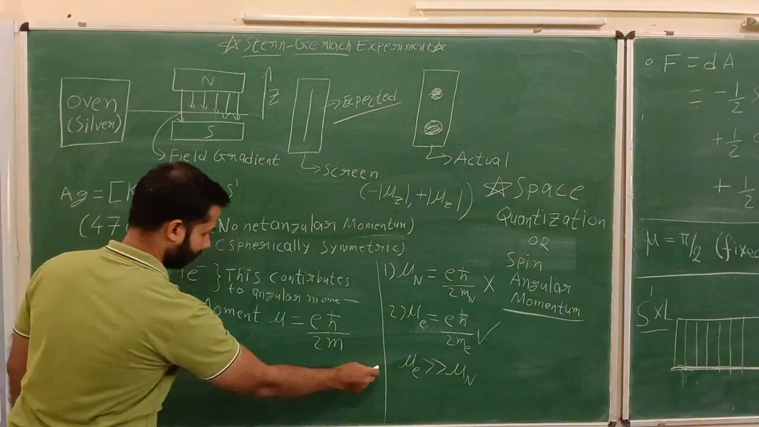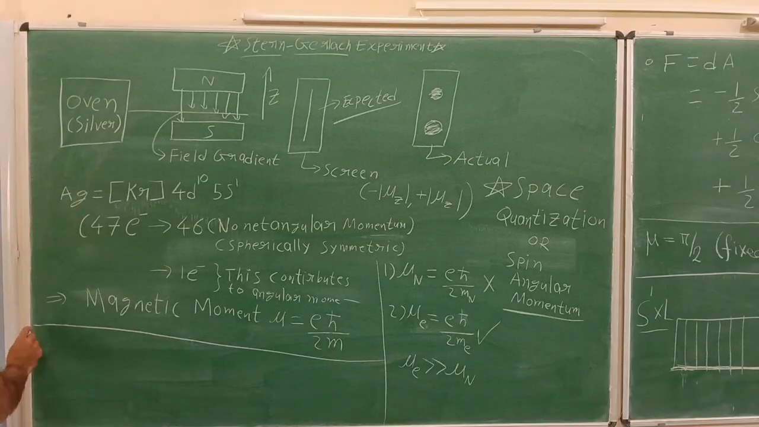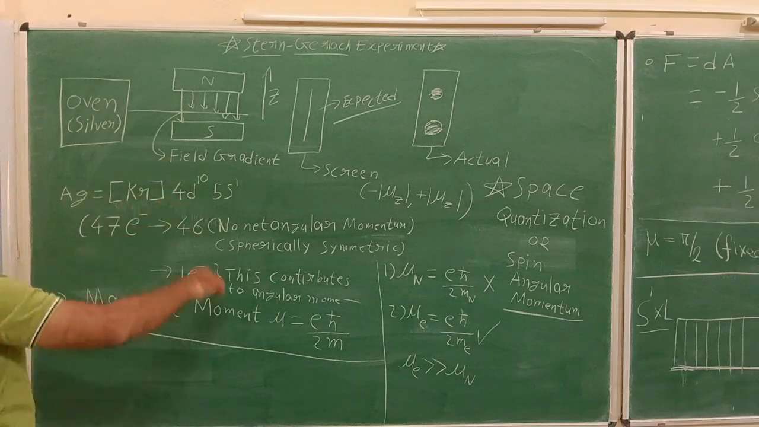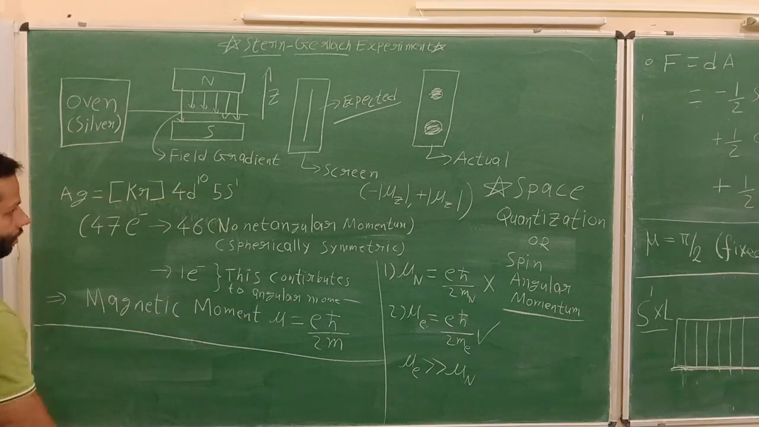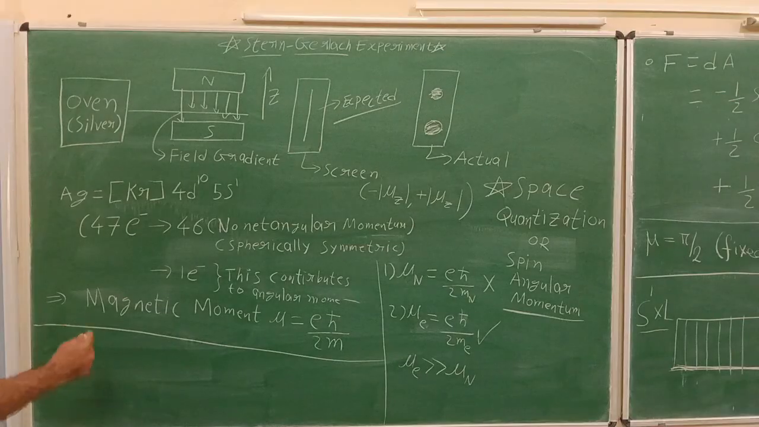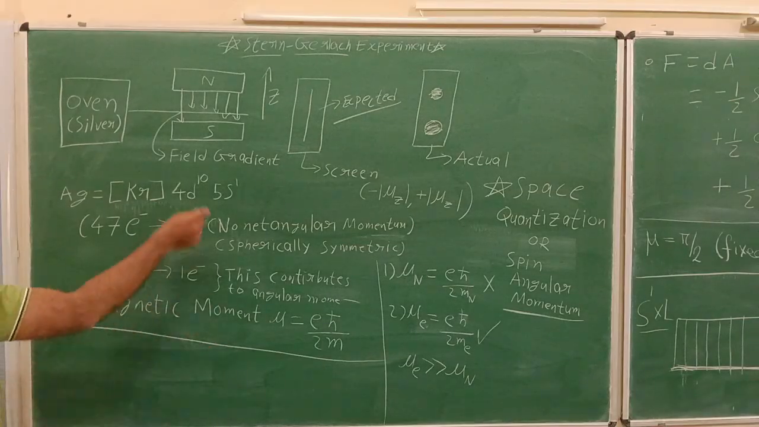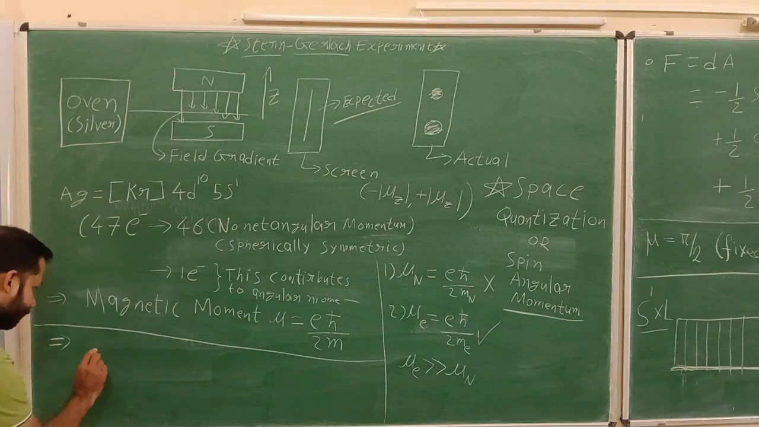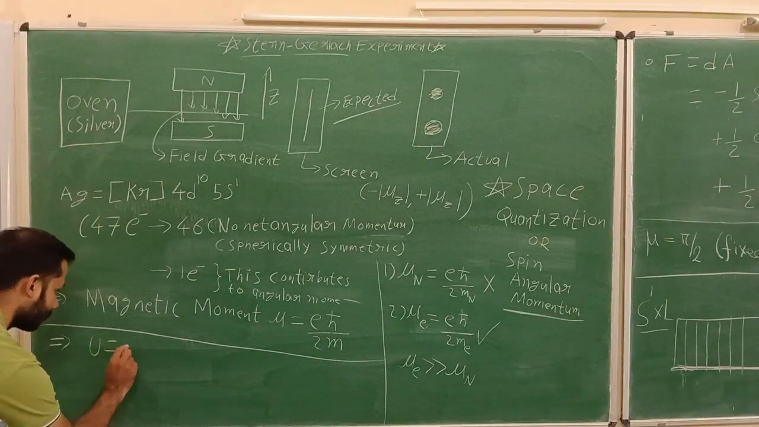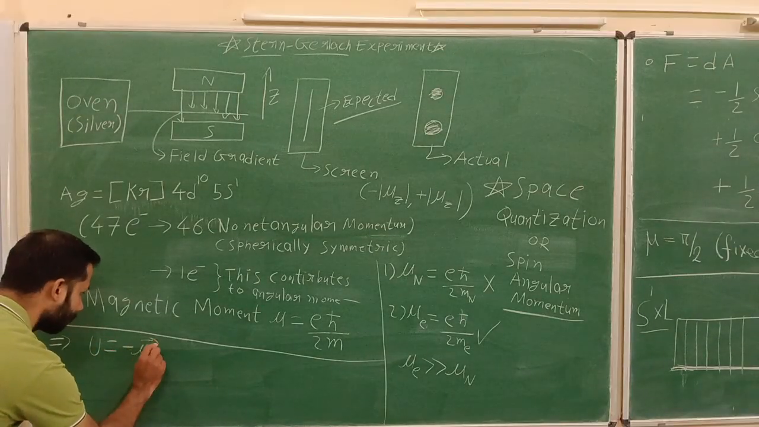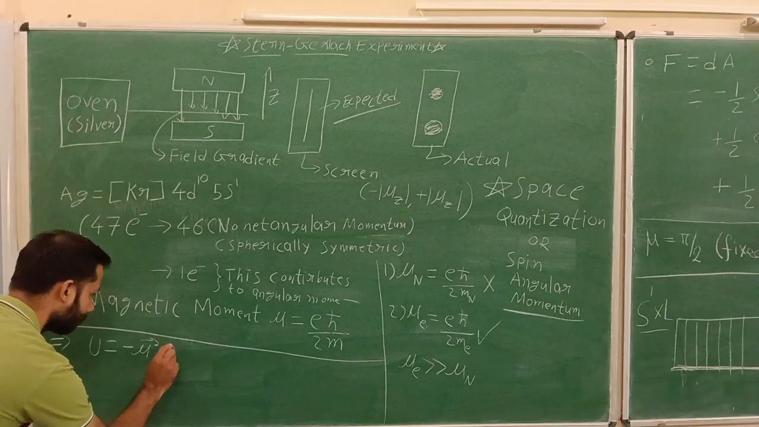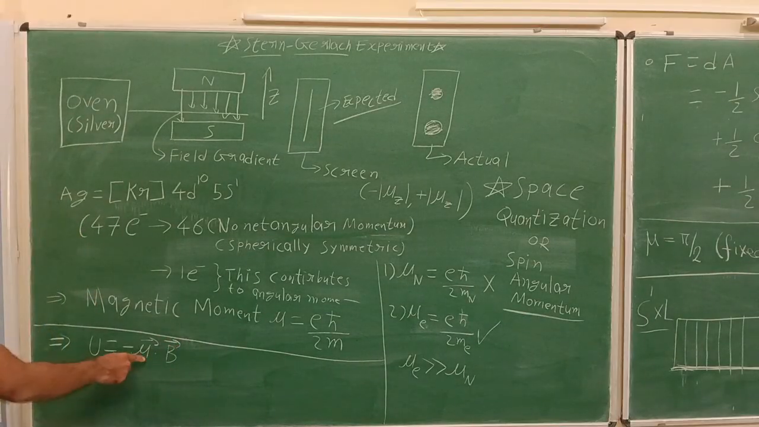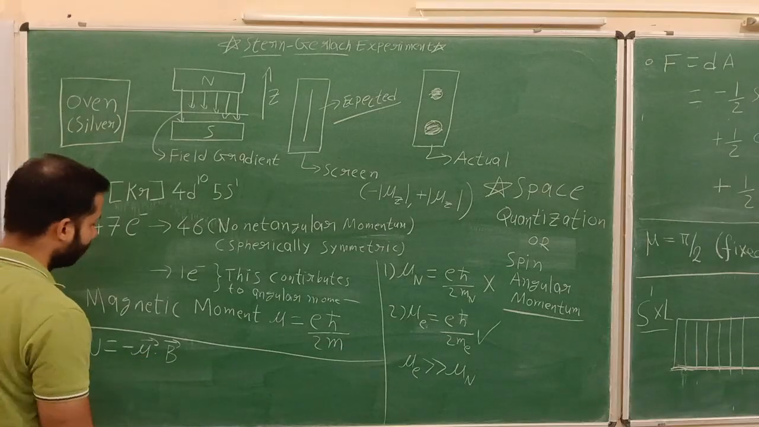We can talk about one more thing, that is, what is the force experienced by these electrons under this magnetic field. So we have talked about the magnetic moment. Basically this magnetic moment interacts with this magnetic field, and the resultant interaction energy is given by this: mu dot product B, the magnetic field.